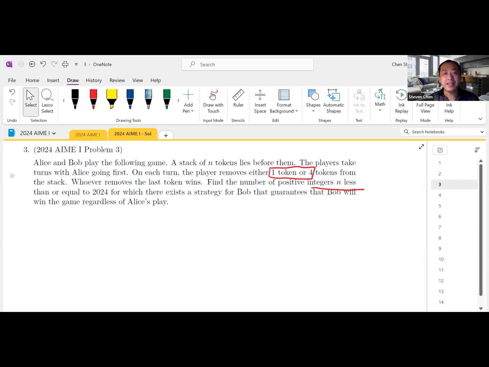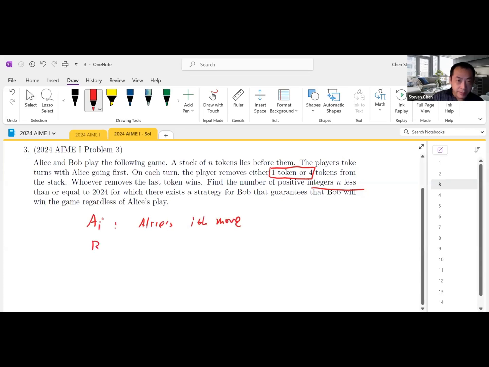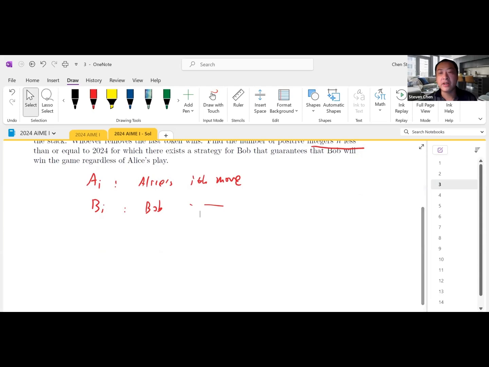To make our subsequent analysis rigorous and clear, let me also introduce the following notation. Let me use A sub i to denote Alice's ith move, and let me use B sub i to denote Bob's ith move. Then when we describe our strategy, we can use mathematical expressions rigorously. Okay, so we discussed those 5 cases.